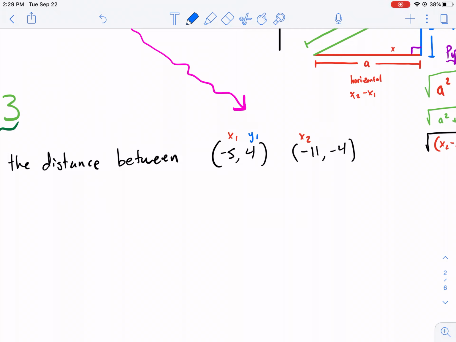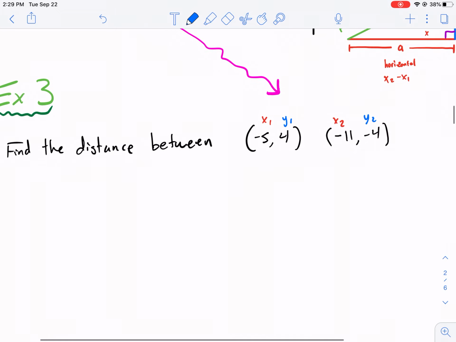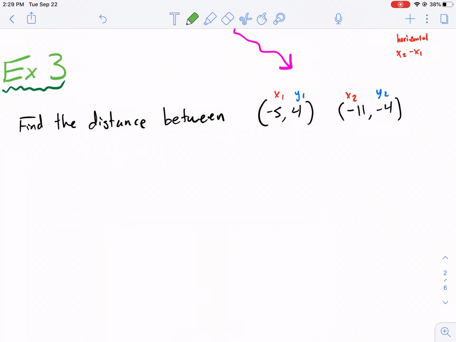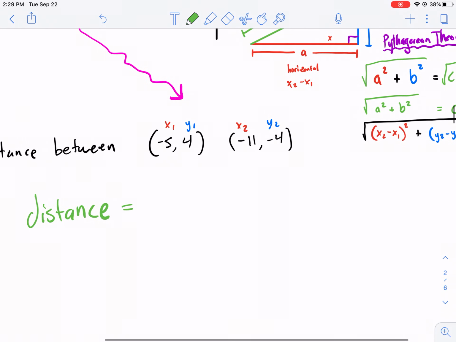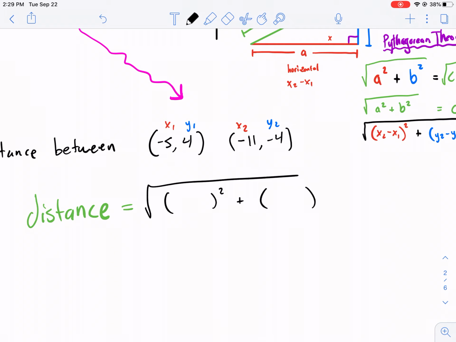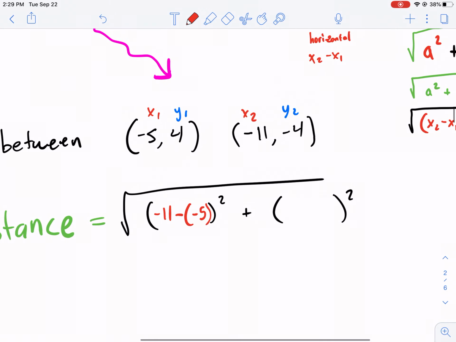Okay, so we label this. Now, does it matter which one you call x1, y1, x2, y2? No, as long as you're consistent and you don't mix up like x1 with y2 and then y1 with x2 or something like that, okay? All right, so we have distance equals the square root, and then we're going to take my x2, negative 11, minus a negative 5. Make sure you include the negative sign and put little parentheses in there. I'm glad that we got a lot of negatives in here.